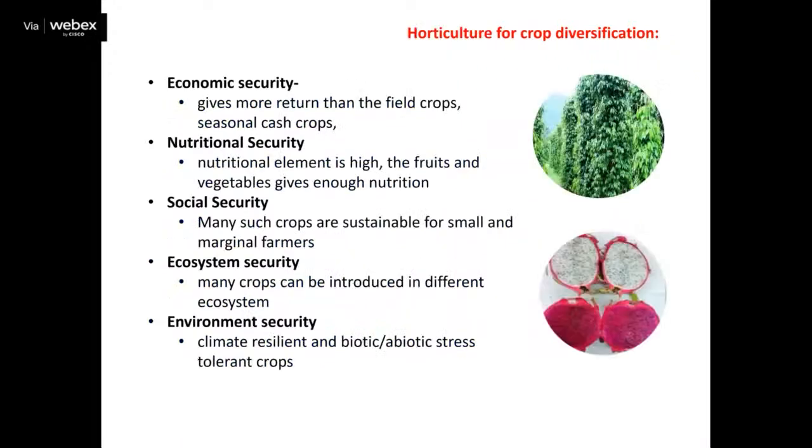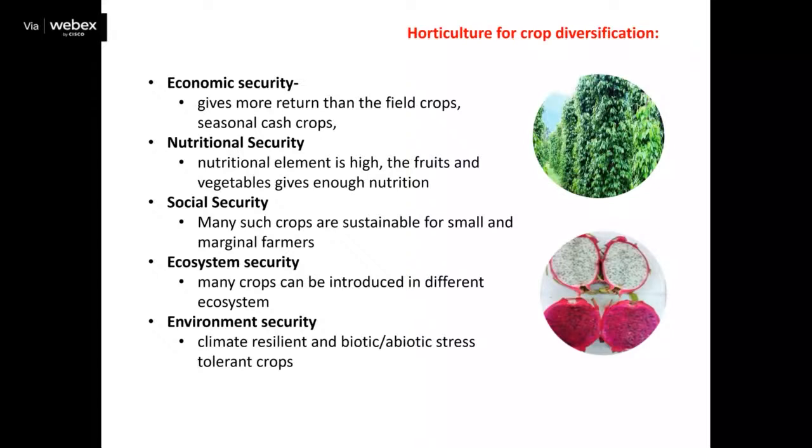Next slide. And if you go for horticulture, why is horticulture important for crop diversification? Horticulture is highly relevant in case of crop diversification because this sector includes a wide range of different crops: fruits, vegetables, tuber crops, medicinal and aromatic crops, spices, flowers. So with these 5 points I categorize why horticulture is important for crop diversification.